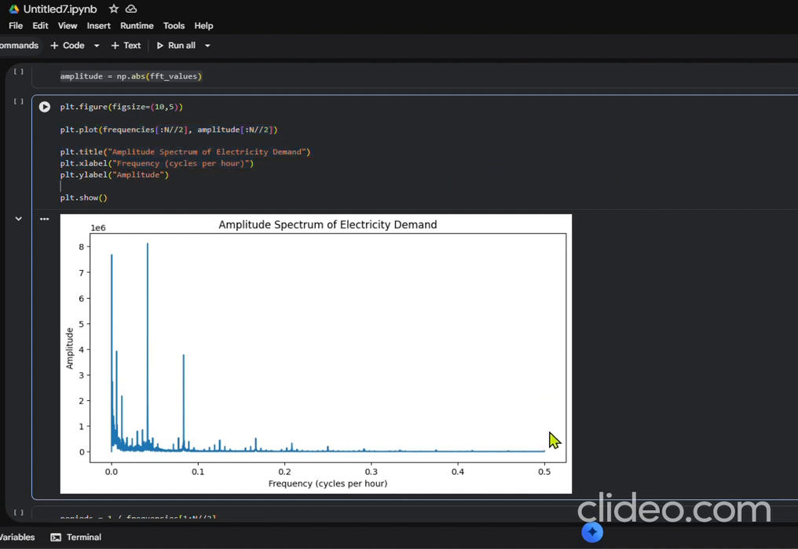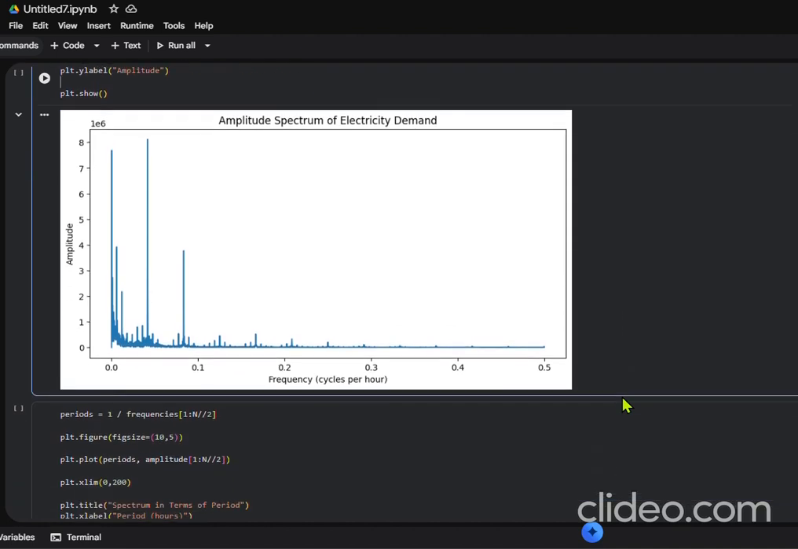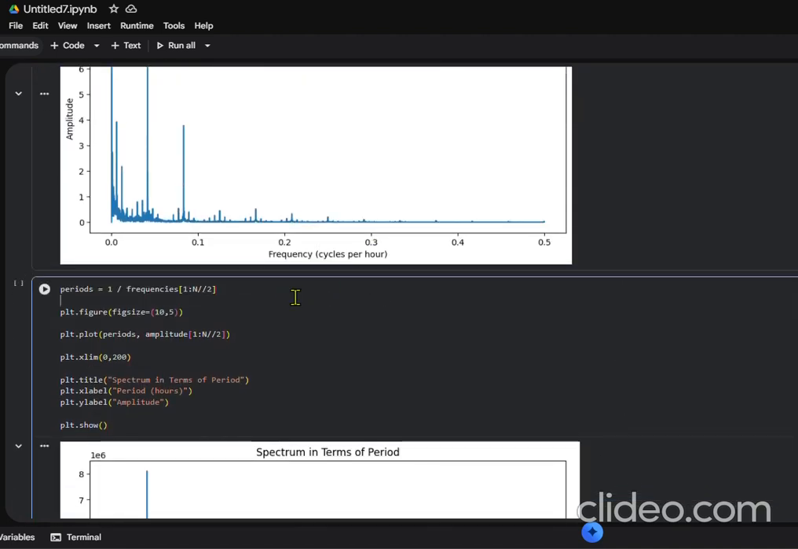Here we observe distinct peaks at specific frequencies. Large peaks correspond to frequencies that strongly influence the signal. However, frequency is sometimes difficult to interpret directly. So, instead of frequency, we can express the spectrum in terms of period. Here, I convert frequency into period using the relation T = 1 by f. This allows us to interpret the spectrum in terms of time cycles rather than the frequency values.